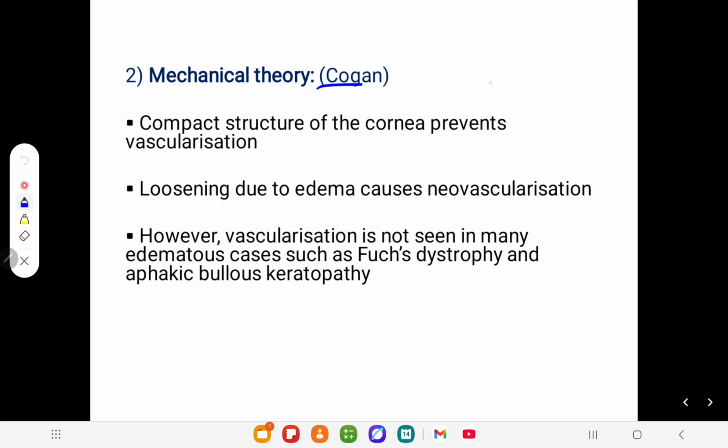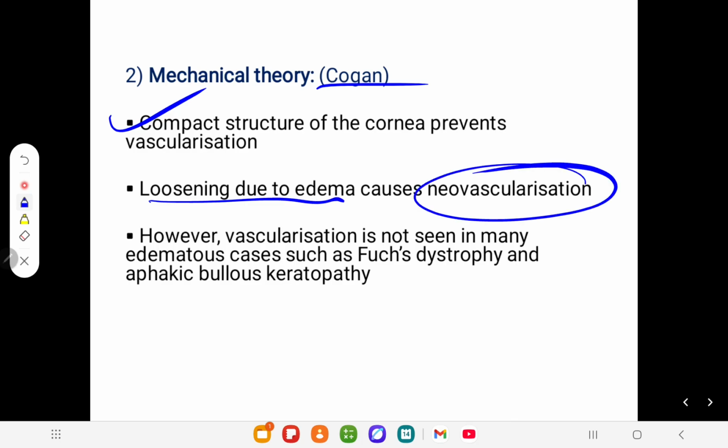The mechanical theory was given by Cohen. The compact structure of the cornea prevents the vascularization. That's the mechanical theory. Okay, loosening due to the edema. Whenever there is edema, it means there is a lot of water, and that means there is spacing between the collagen, isn't it? So loosening due to the edema causes the new vascularization. Basically, mechanical theory means there is a compact cornea, no space for vascularization. But whenever there is edema, it means there is space for the vascularization.